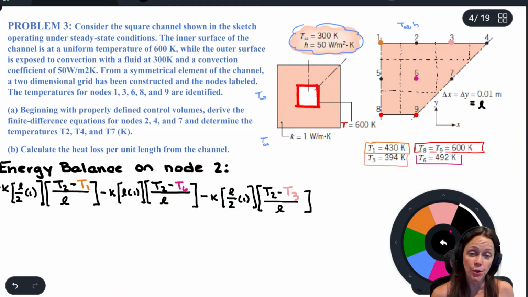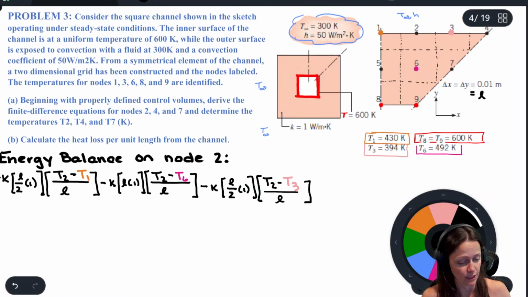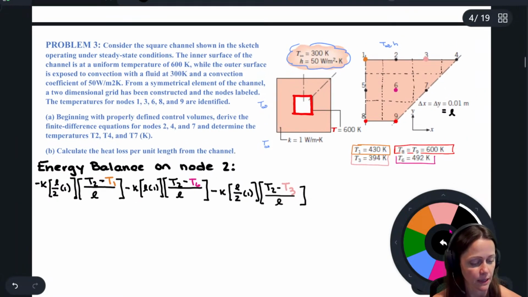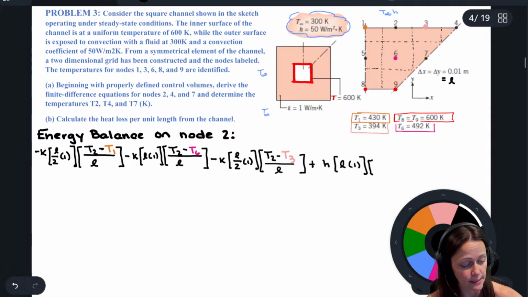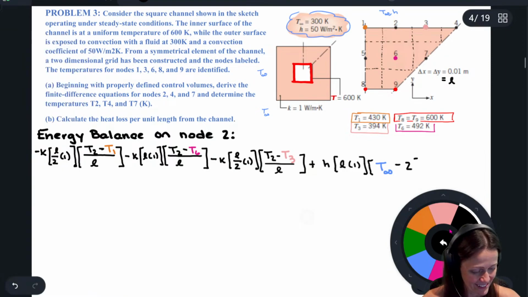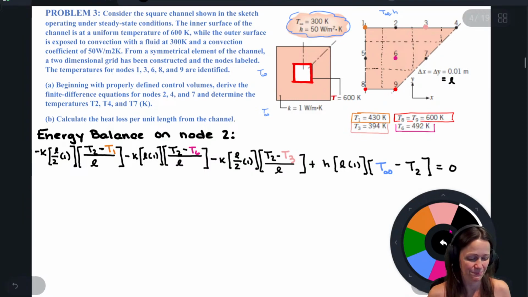All right, and then I also have a term for the convection at the top, and that's coming through the full area. So this is going to be H times L times that 1 times T infinity minus T2. There we go. And all of that is equal to 0.